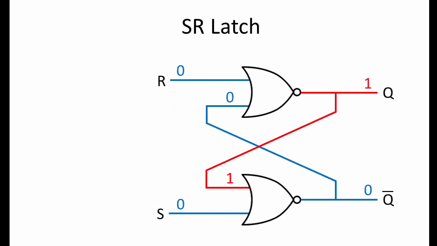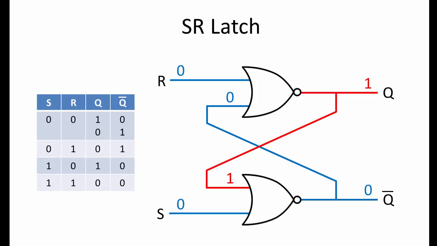This gives us an unusual looking truth table. When both S and R are set to 0, Q may be 1 or it may be 0, depending on the previous state of the circuit. Let's examine the truth table as this SR latch is reset again.